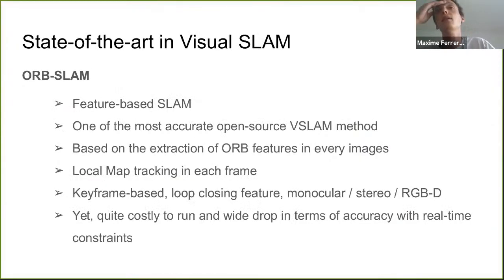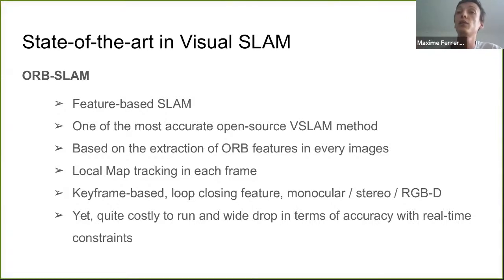Just to start, I'm not going to talk about any deep learning based SLAM method because I think it's not yet mature enough to be embedded on robotics platforms. Today, the state-of-the-art method in visual SLAM is most probably ORB-SLAM, which is a feature-based SLAM method. It's one of the most accurate open source visual SLAM methods today. It is based on the extraction of features in every image and on local map tracking in each frame.